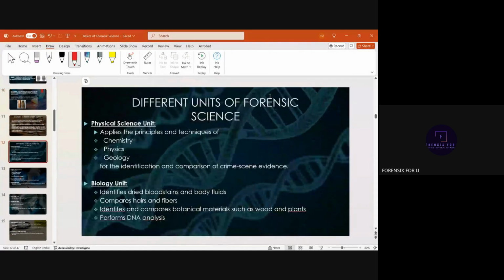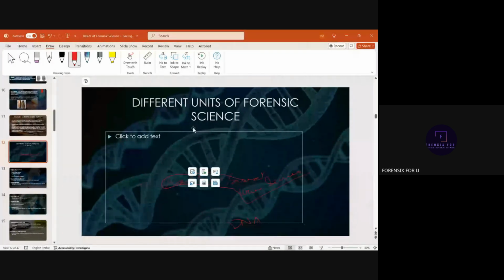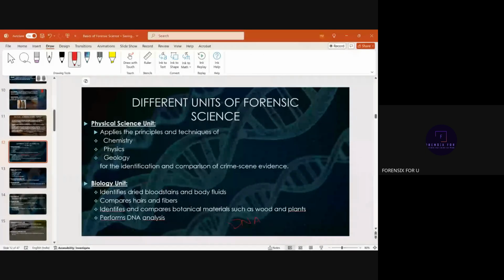We'll quickly look into the different units of forensic science. We have the physical science unit, which deals with chemistry, physics, and geology for the identification and comparison of crime scene evidence. The biology unit deals with all biological samples, which include blood, saliva, sweat, urine, semen. The examination of all these, including the DNA examination, is carried out in the biology unit of the forensic lab.